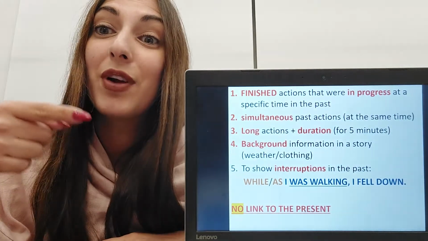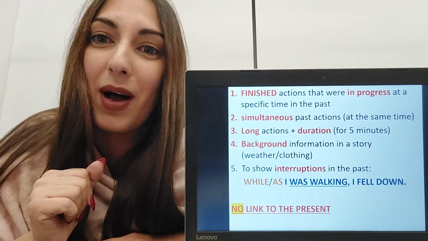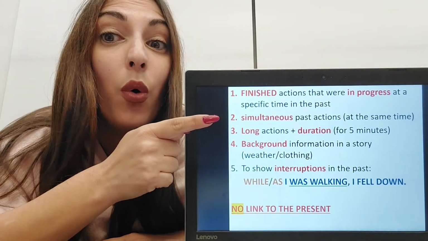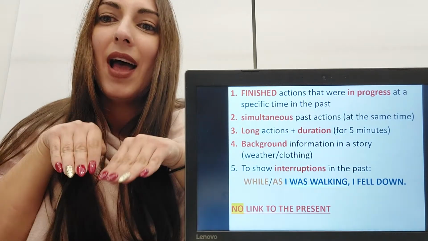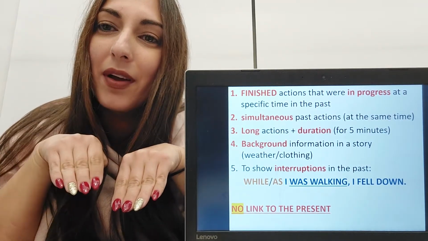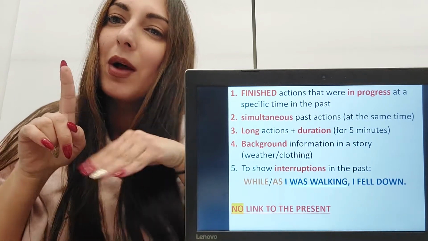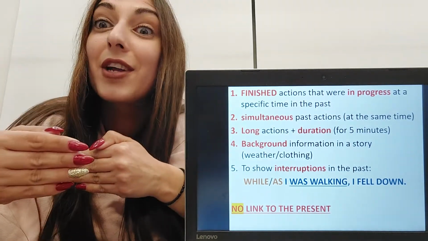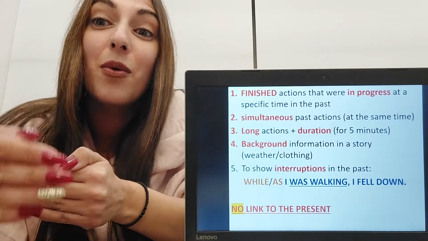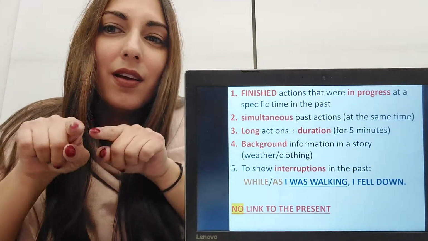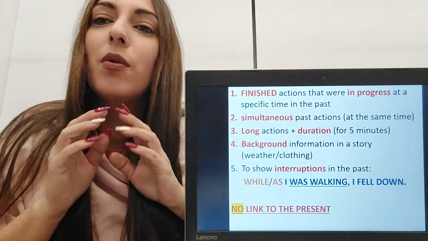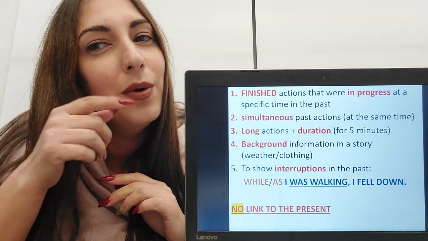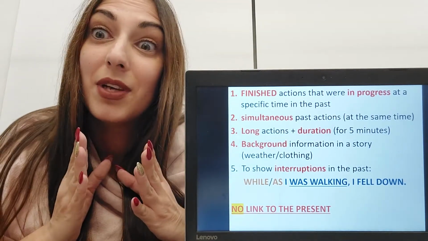So an action was already in progress at a specific point in the past. Or simultaneous past actions, actions that happened at the same time. So not like past simple where one action happened and then another action happened and then another one and then another one. This one happened at the same time as another one. So I was speaking and you were listening at the same time.